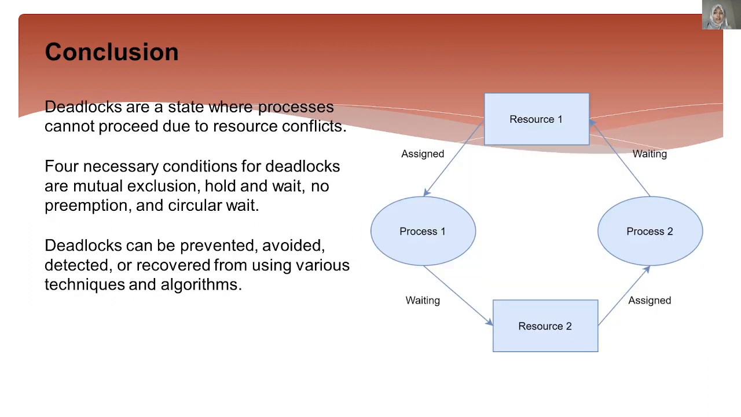By concluding the topic, deadlocks are a state where processes cannot proceed due to resource conflicts. There are four necessary conditions for deadlocks, such as mutual exclusion, hold and wait, no preemption, and circular wait. Deadlocks can be prevented, avoided, detected, or recovered from using various techniques and algorithms.